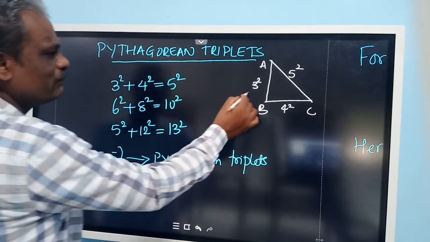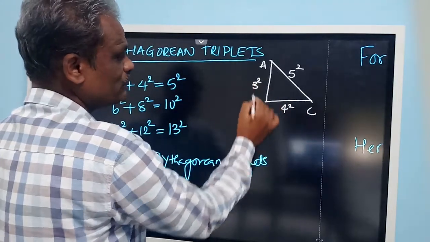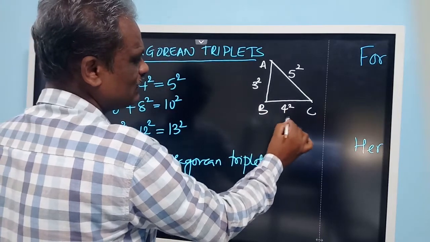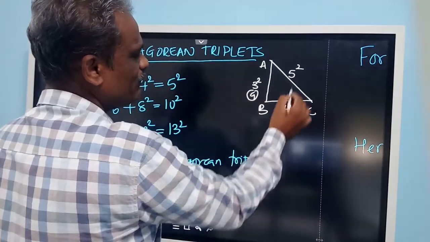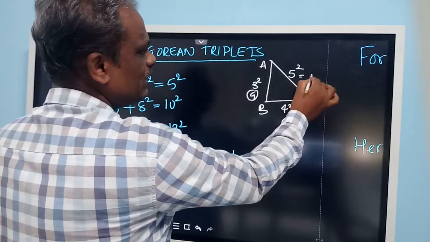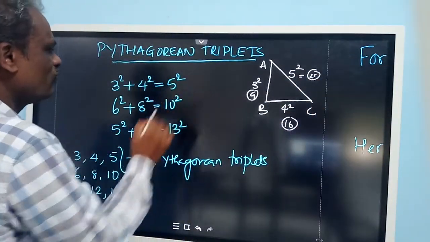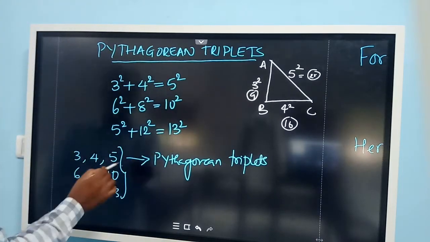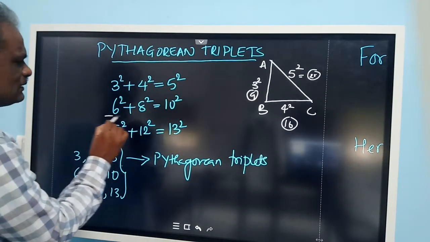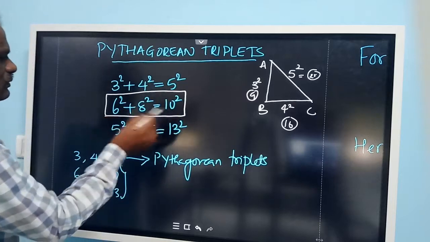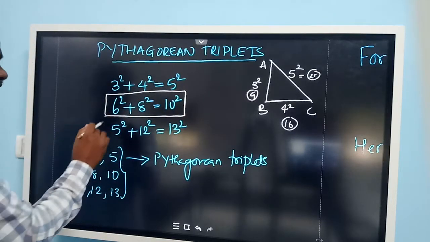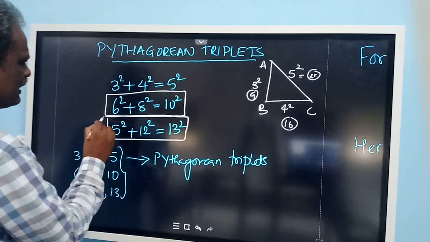Okay, 3 square is nothing but 9, 4 square is nothing but 16. 9 plus 16 is 25. So that is 5 square, 25. So these numbers 3, 4, 5 are called Pythagorean triplets. Similarly, look at this, 6 square plus 8 square is equal to 10 square. And 5 square plus 12 square is also equal to 13 square.